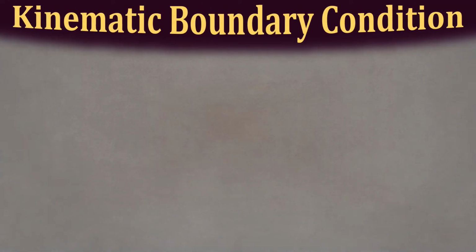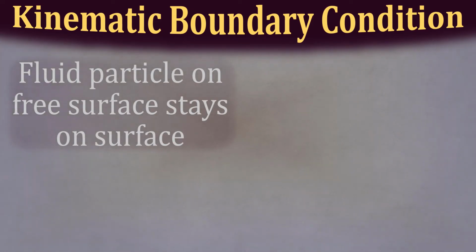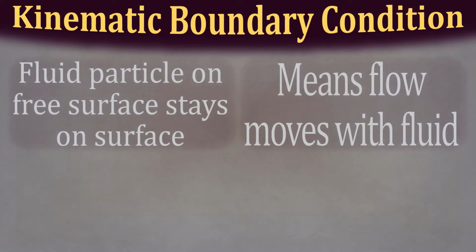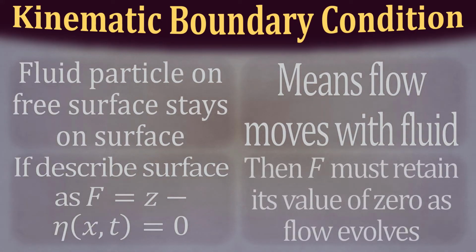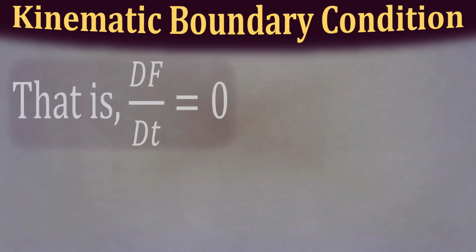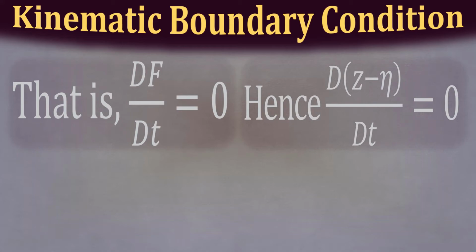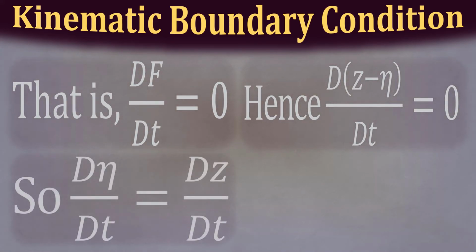Thirdly, we have the kinematic boundary condition. We have that a fluid particle on a free surface stays on the surface. This means that the flow moves with the fluid. If we describe the surface as f equals z minus eta of x and t equals 0, then f must retain its value of 0 as the flow evolves. That is, we must have that the material derivative of f is equal to 0. Hence, the material derivative of z minus eta is equal to 0, so the material derivative of z must equal the material derivative of eta.